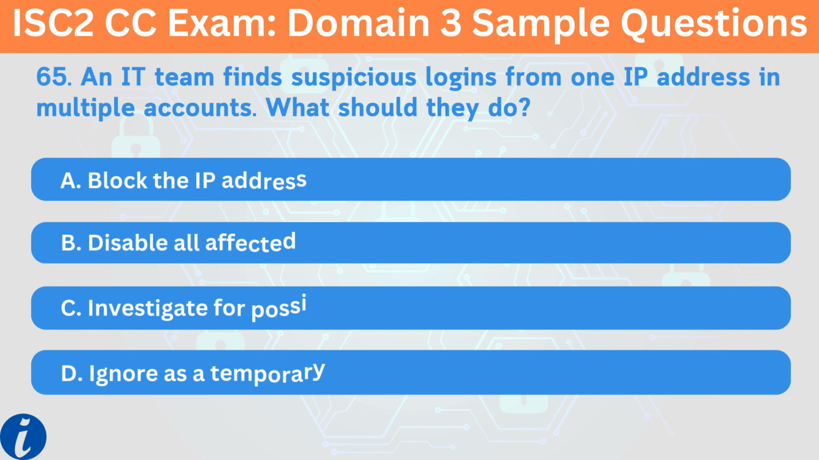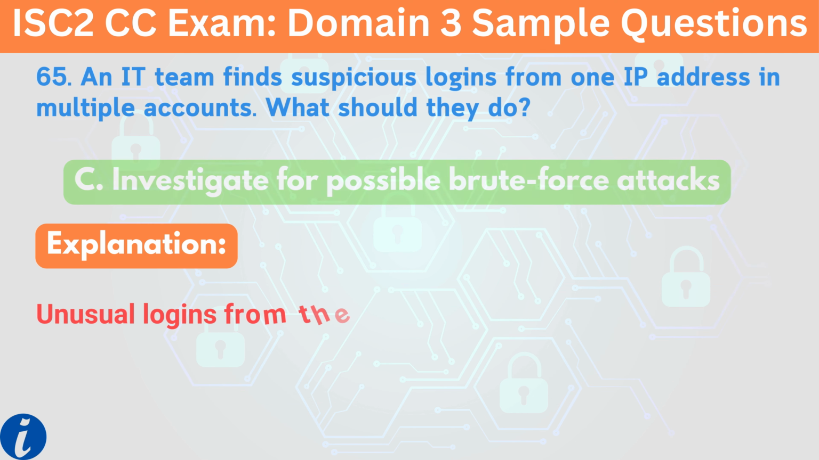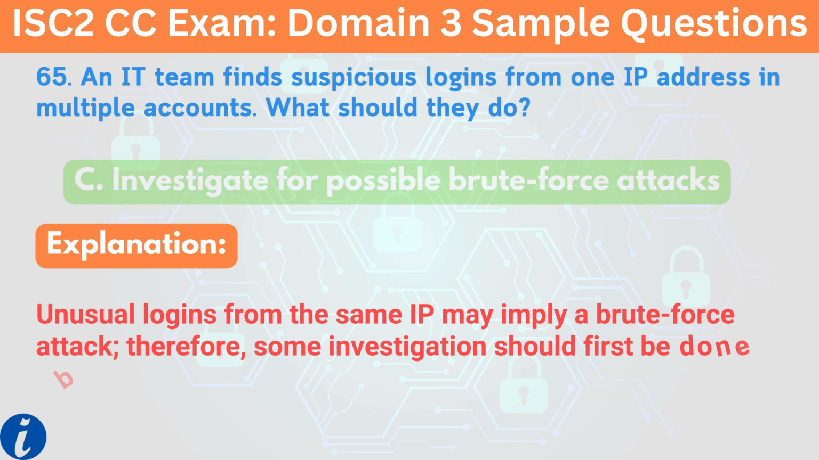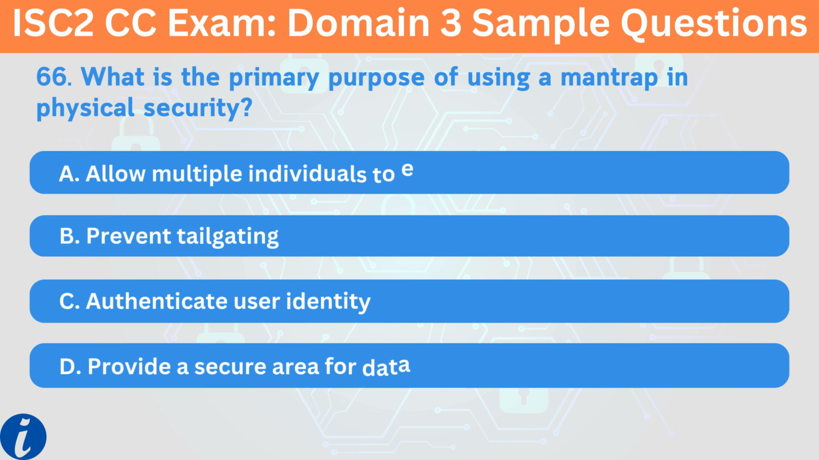65. An IT team finds suspicious logins from one IP address in multiple accounts. What should they do? A. Block the IP address. B. Disable all affected accounts. C. Investigate for possible brute force attacks. D. Ignore as a temporary issue. The correct answer is C. Investigate for possible brute force attacks. Explanation: Unusual logins from the same IP may imply a brute force attack, therefore, some investigation should first be done before taking action.